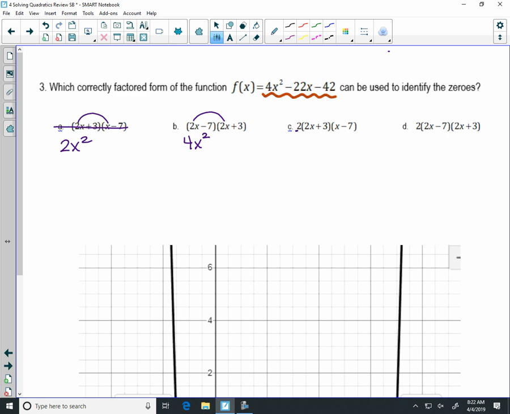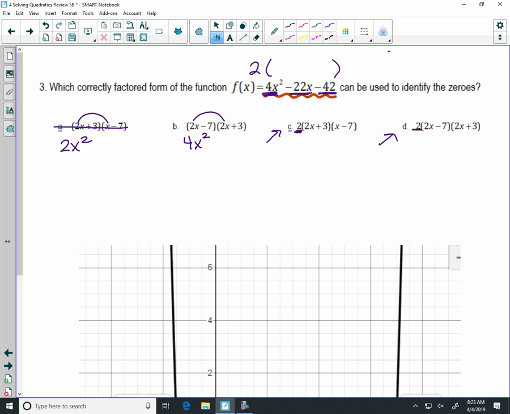This has a 2 out front. This has a 2 out front. That 2 out front would be a GCF. So let's look up here. Can I pull a GCF out of 4x squared, negative 22x, and negative 42? What do all of those have in common? What can I divide away? 4 is divisible by 2, 22 is divisible by 2, and so is 42, right? They're all even. And if they're all even, we can definitely factor out a 2. So I'm thinking that this option and this option are looking pretty good. I did get a 4x squared here, so I'm not going to totally get rid of it.